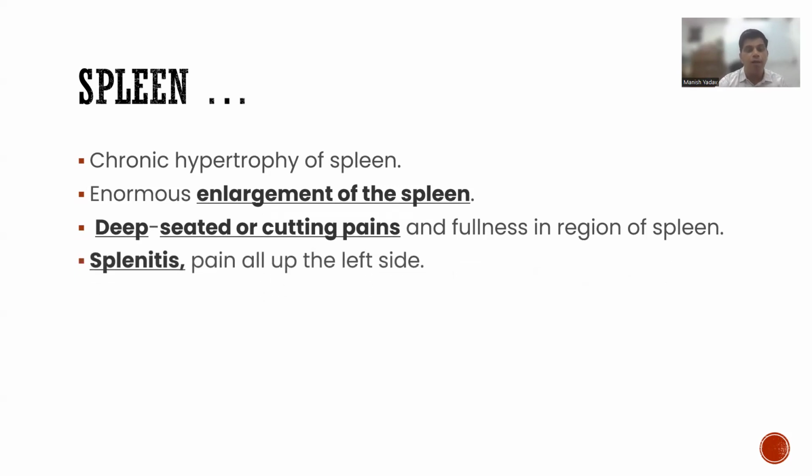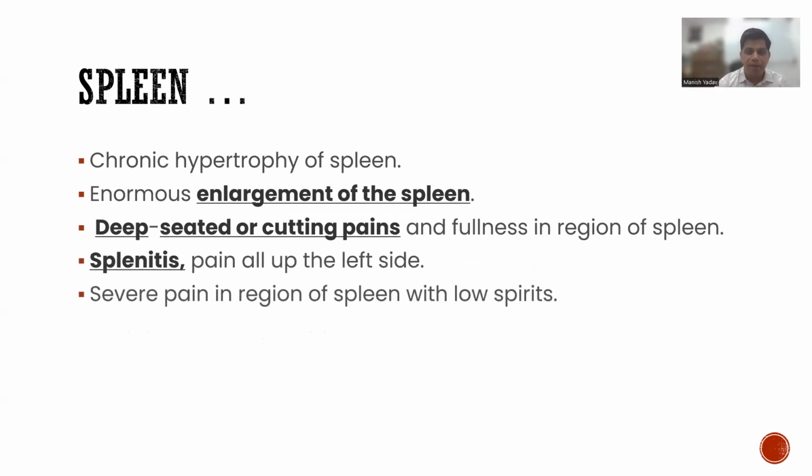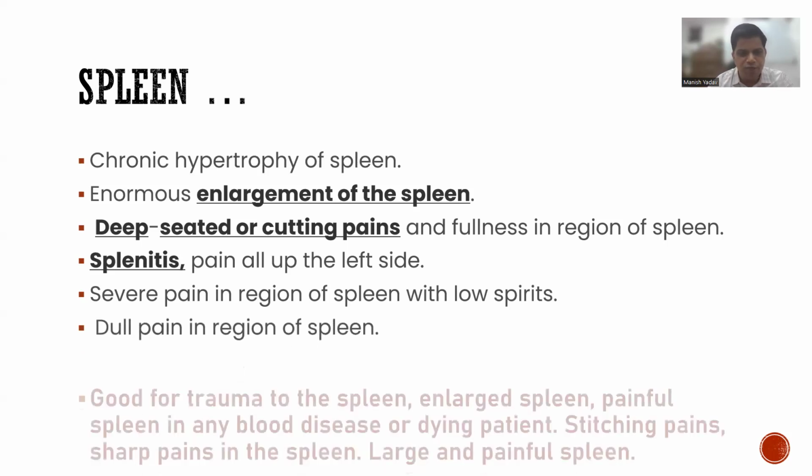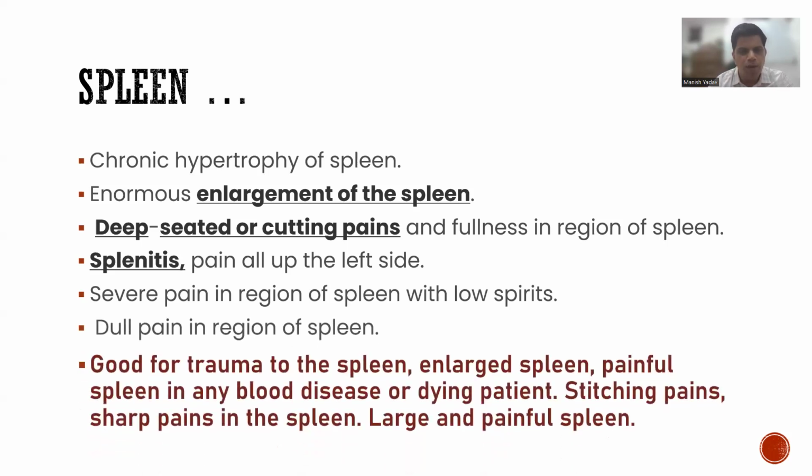Splenitis, the pain all up the left side. Severe pain in the region of spleen with low spirits. Remember this, the mental concomitant is very crucial. Low spirits, sadness, depressed with the spleen affection. Dull pain in the region of spleen. Good for trauma to spleen, enlarged spleen, painful spleen in any blood disease or dying patient. Stitching pain, sharp pain in spleen, large and painful spleen. Ceanothus is the most important remedy for spleen.